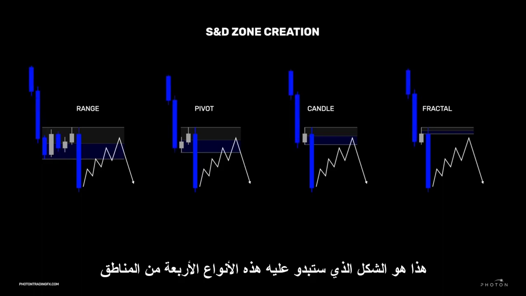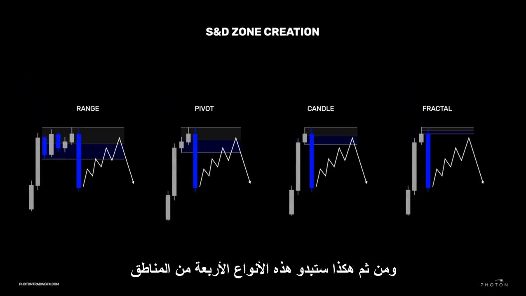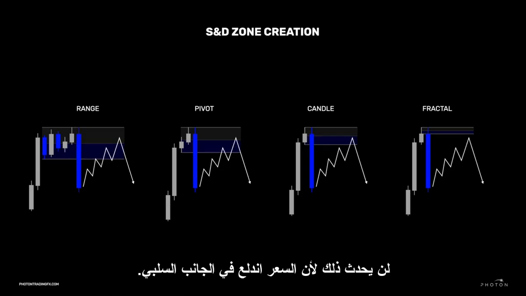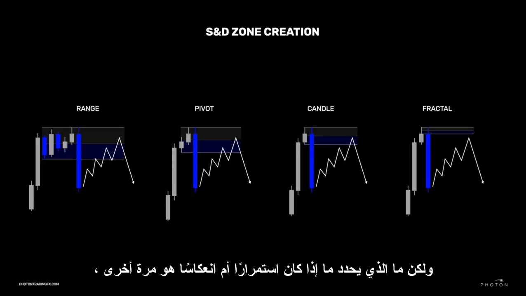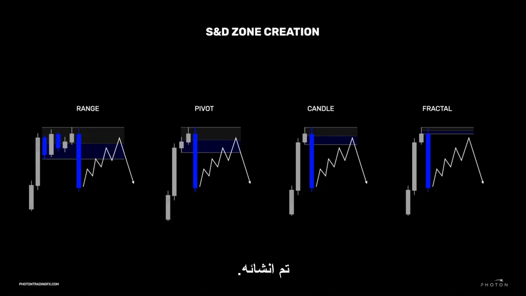So this is how all four of these types of zones would look as continuation supply zones. And then this is how all four of those types of zones would look as reversal supply zones. So it's always supply no matter what, because price broke out to the downside. But what determines whether it's a continuation or a reversal is again just dependent upon which direction price was moving before the zone was created.